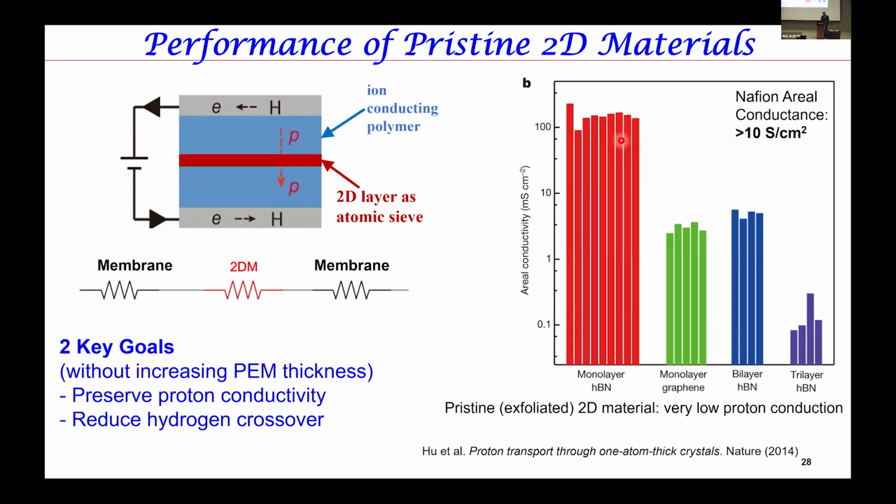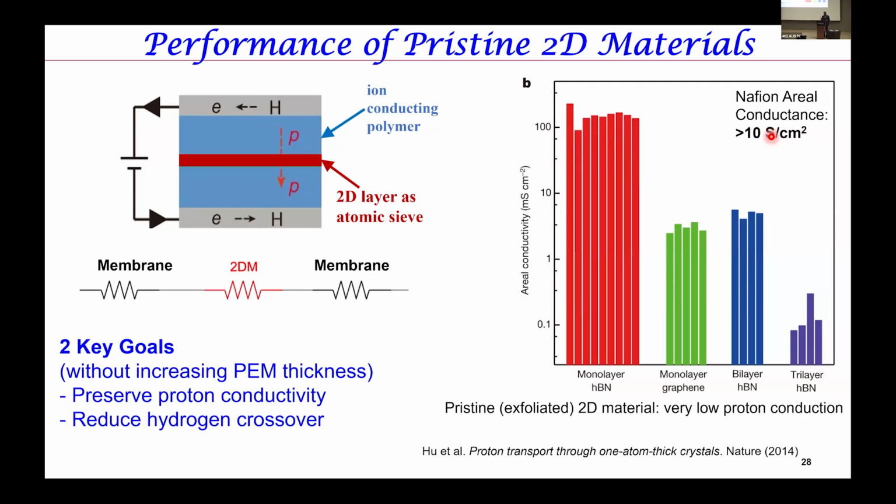These results are due to the fact that pristine 2D materials, over a small size, have no vacancies. There's really no way for protons to travel unless the pore is big enough, and in most 2D materials the pore is very small. So it is very, very difficult for protons to penetrate. The proton conductivity here, at maximum 100 millisiemens per centimeter squared, is 2 orders of magnitude less than that of the Nafion polymer. So it's absolutely not acceptable to use this.